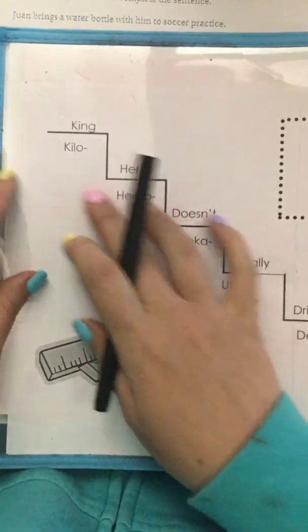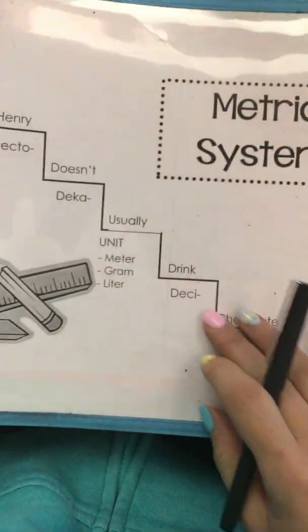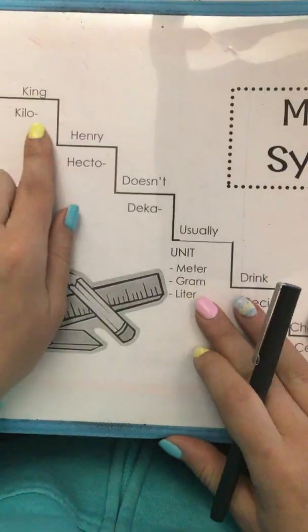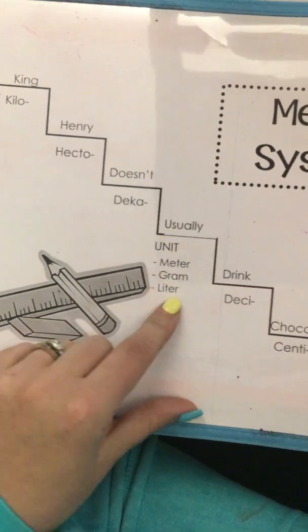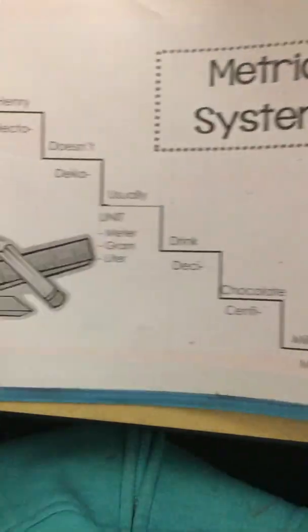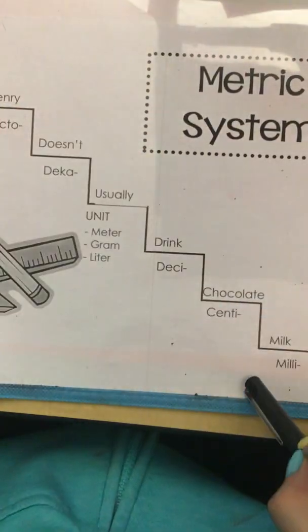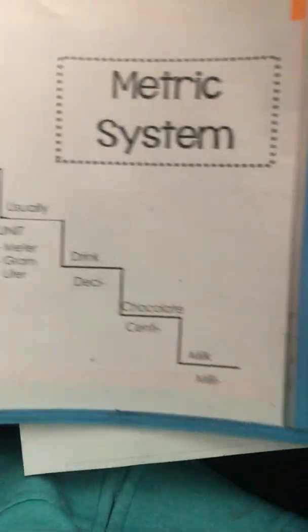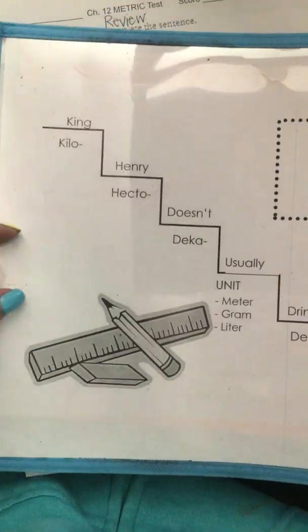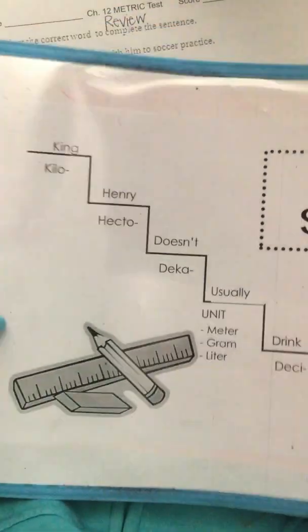Now, most of you will be familiar with this chart. Kilo, hecto, deca are meters, grams, and liters. That's our unit. Deci, centi, and milli. This is the order for the metric system. Now, you will likely not have one of these on the test. So I'm going to show you how you can start out by drawing your own first thing when you get your test and your test review.